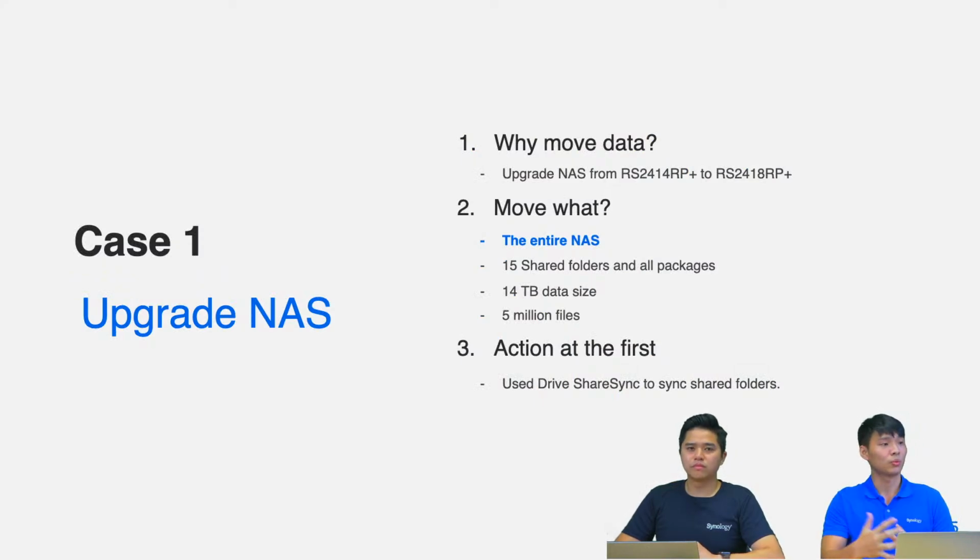Okay, case 1. The purpose is to upgrade the NAS from RS2414RP+ to RS2418RP+ for better performance. Data size is about 14 terabytes, and there are 5 million files inside shared folders only. Refer to your previous question.